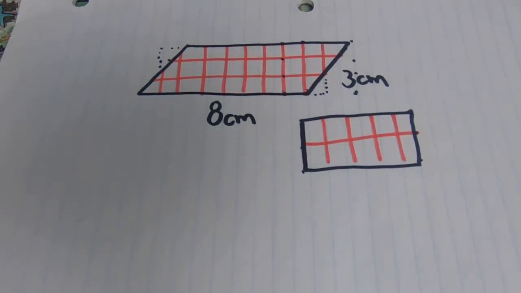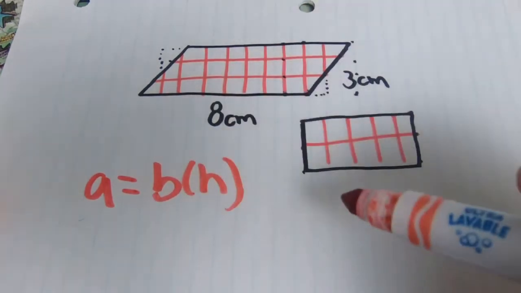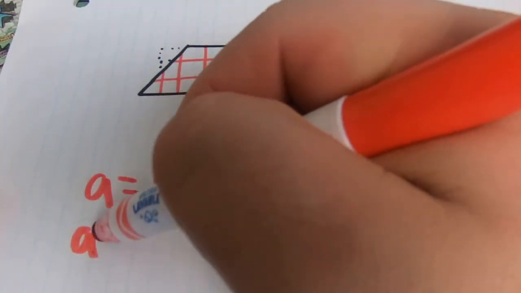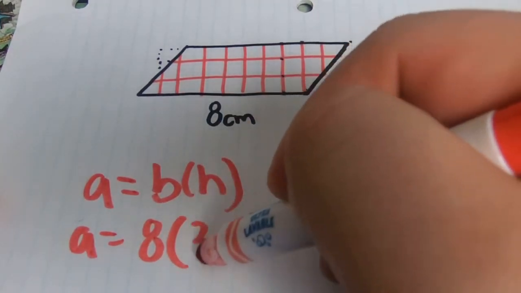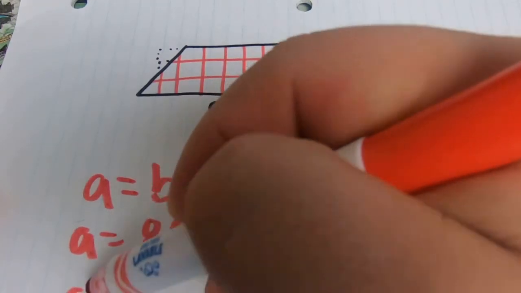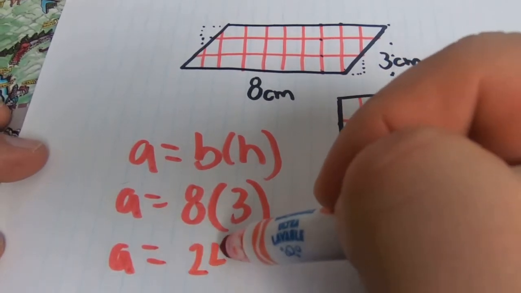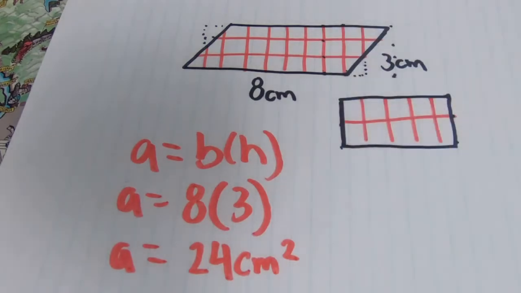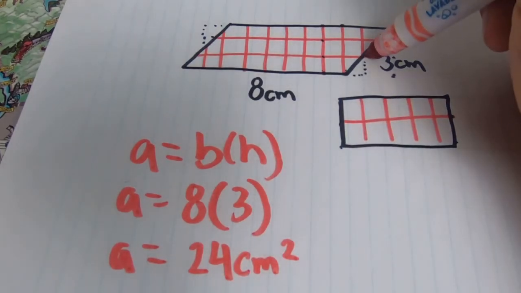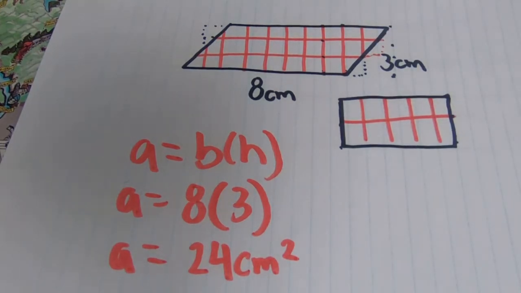So let's go back to that formula again. Area equals base times the height. And we know that the base is 8 centimeters. We already counted it out. We know that the height is 3 because we counted it out. And when we multiply 8 times 3, we get 24 centimeters squared. And if I counted all of these, I would get 24. But remember, I have to factor in the fact that this is technically going to go off here because this shape is angled and not at a 90-degree angle.